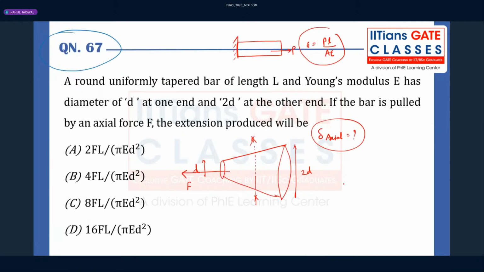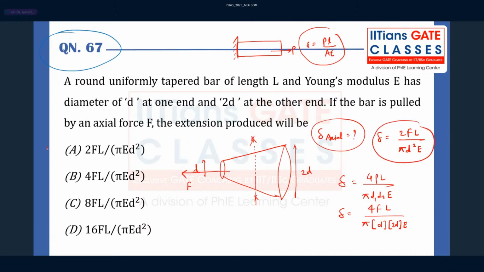So what is the formula you're getting? Delta equals 4PL divided by pi d1 d2 into E. Put that value. Load is what? F. So 4FL divided by pi. D1 is what? D1 is d, and d2 is 2d, into E. So the final formula is 2FL divided by pi d square into E. A will be correct. Even you can verify whether you are going in the right direction or not, simply by putting d1 equal to d2 for a uniform section of diameter d. Whether you're getting the same answer, you can verify.